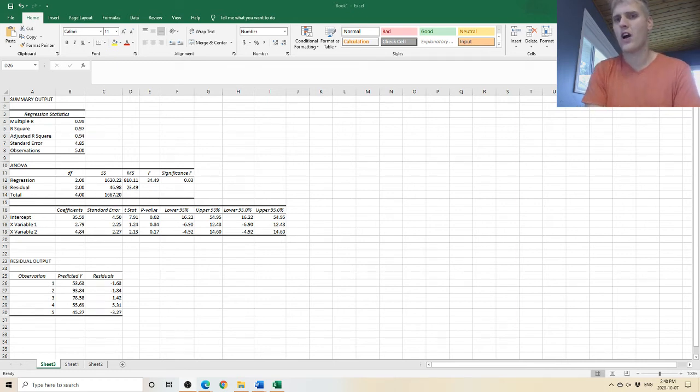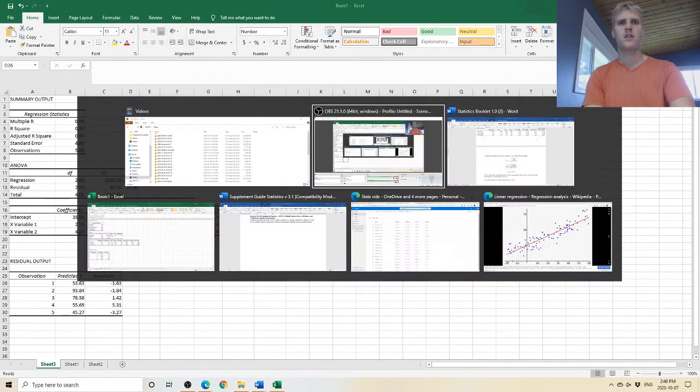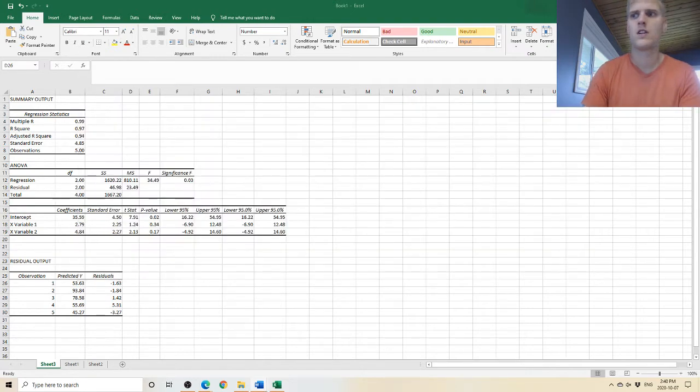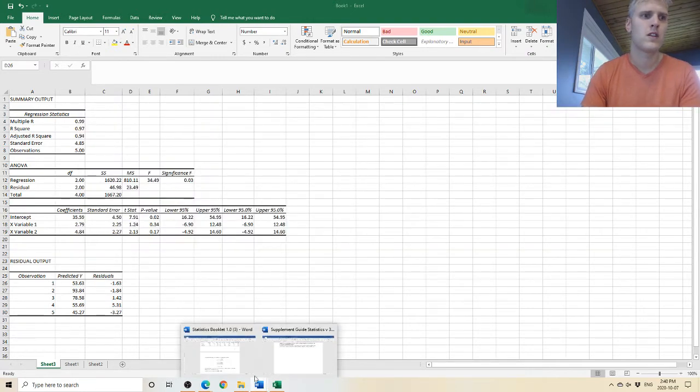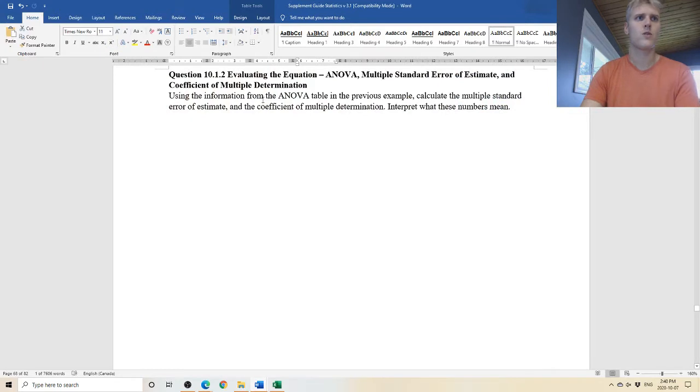Now that we've done our multiple regression analysis with Excel, we can use it to help answer our next few questions. So, evaluating the equation: ANOVA, multiple standard error of estimate, and coefficient of multiple determination. Using the information from the ANOVA table in the previous example, calculate the multiple standard error of estimate and the coefficient of multiple determination. Interpret what these numbers mean.